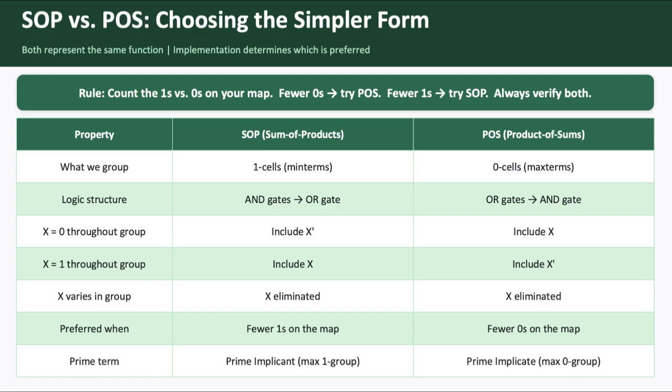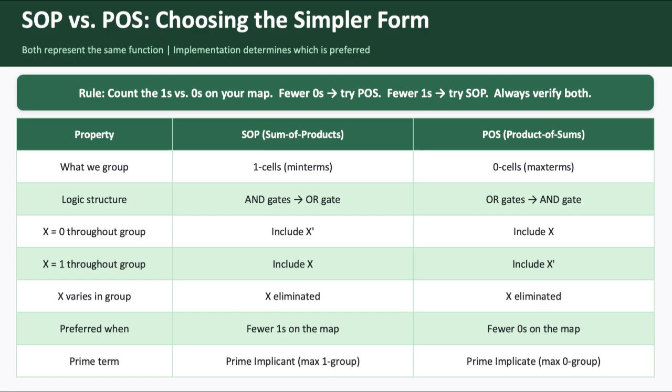The most important row in this table is the literal convention for constant variables. For SOP, if x equals 0 throughout the group, include x prime. If x equals 1, include x. For POS, the conventions are swapped. If x equals 0 throughout, include x, the uncomplemented form, in the sum term. If x equals 1, include x prime. This distinction is where almost everyone makes their first POS error. Burn it in: in a POS 0 group, a variable that stays 0 appears without a complement.